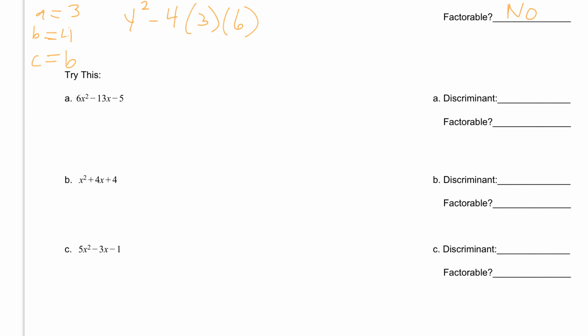If you did letter A correctly, you should have gotten a discriminant of 289. And factorable, yes. Letter B, you should have gotten a discriminant of 0. Is that factorable? Yes. And letter C, you should have gotten a discriminant of 29. Is that factorable? And you should have said no. If you have any questions, let me know. Otherwise, you're going to start on the notes for day 7.